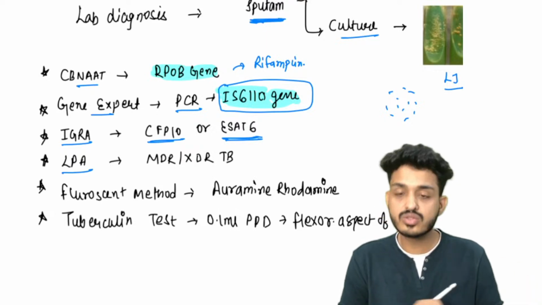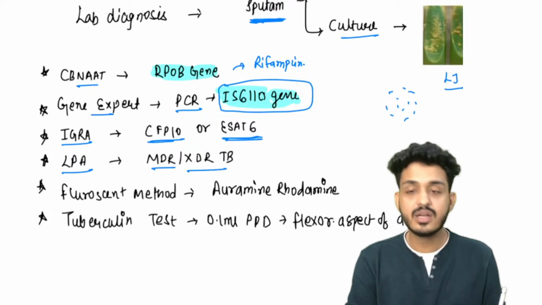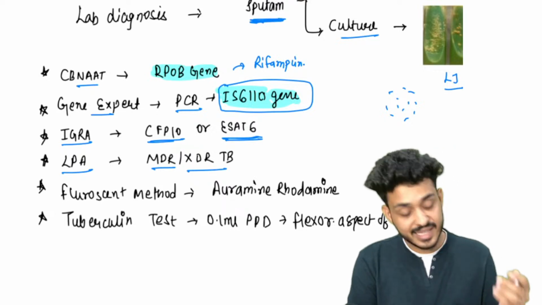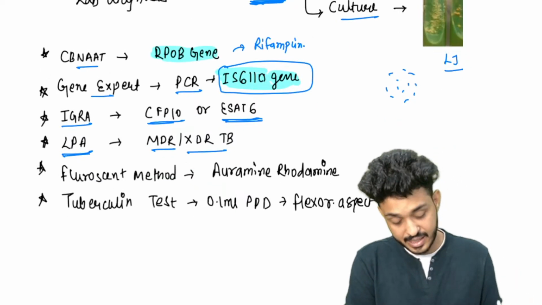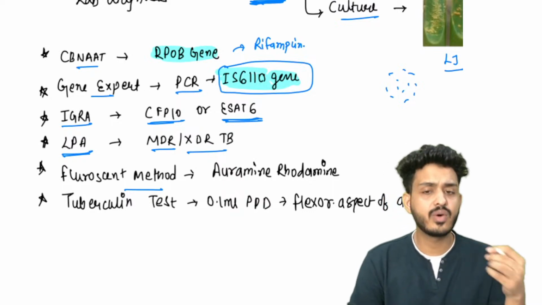Okay, we can also do the line probe assay. LPA is the line probe assay to identify resistance. Whether it is MDR-TB or XDR-TB, we can easily identify with the help of LPA. Okay, next method we are having is your fluorescent method that we have already discussed.